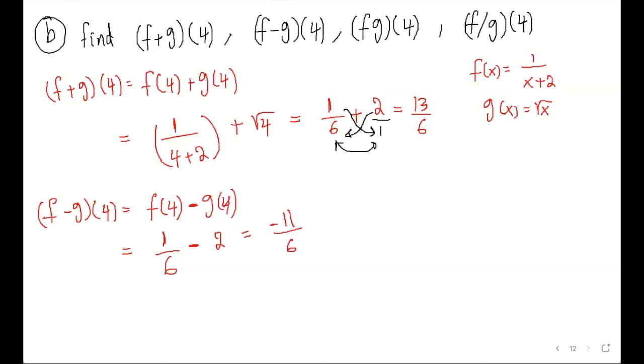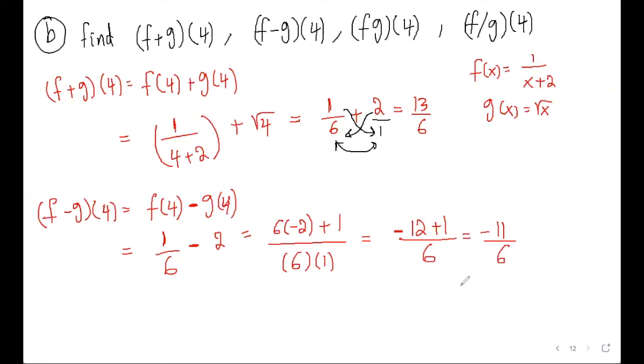Let me explain more here. So 6 times minus 2 plus 1 over 6 times 1: minus 12 plus 1 over 6 gives me minus 11 over 6. Any question for this first one and second one?